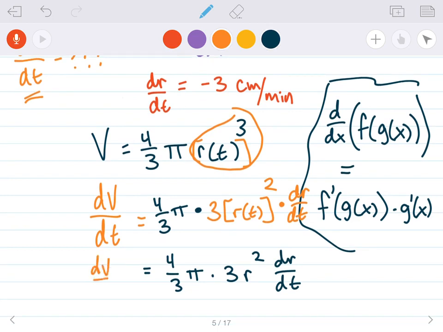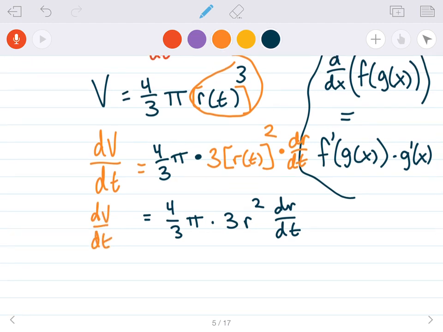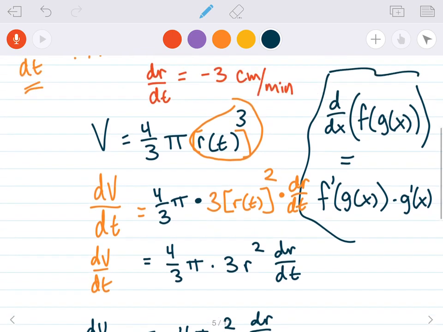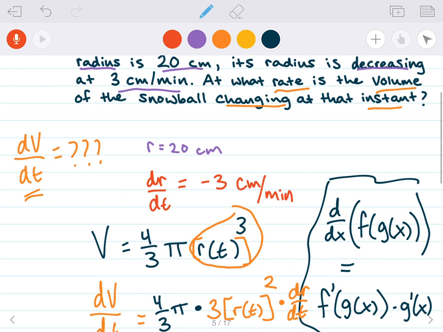All right, so let's do dv dt. And then I'm going to go ahead and simplify this guy on the right to give me dv dt is equal to, well, let's see, those 3's cancel out, and I'm just left with 4 pi r squared dr dt. Okay, now I can plug in what I know. I know dr dt is negative 3 centimeters per minute.